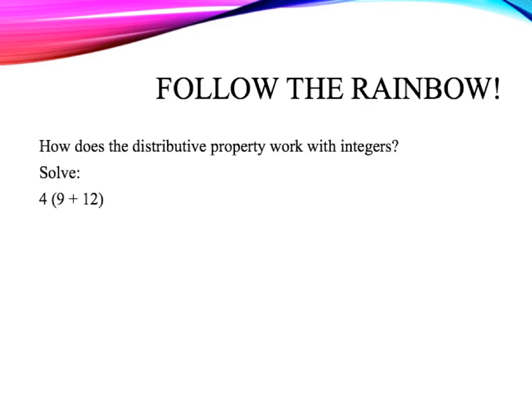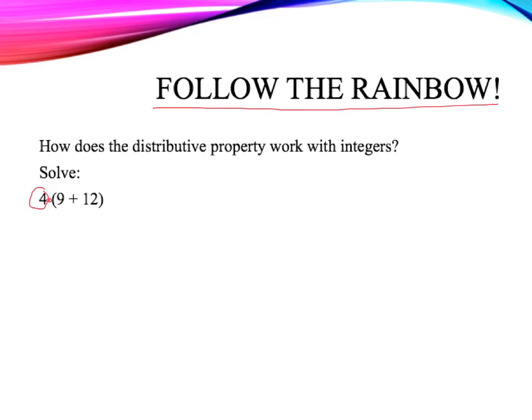The first thing I want you to notice is that there is no sign in between the 4 and the parentheses. So anytime we see that there is no sign in between, we know that it is an automatic multiplication. So I'm going to go ahead and put my multiplication sign there, and I am going to follow the rainbow. And what that means is we're going to distribute this 4 onto everything inside these parentheses.